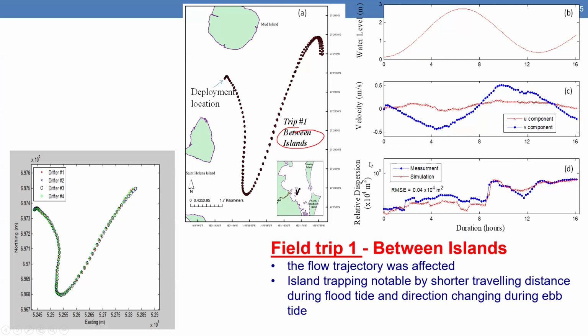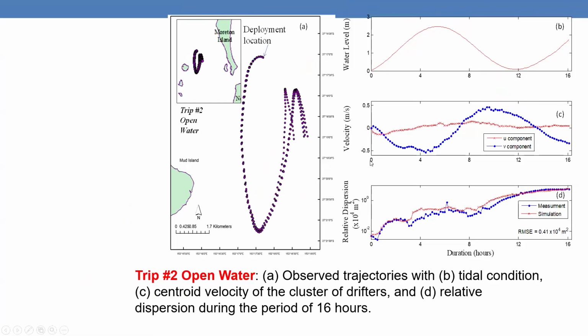This is between the islands. And then this one is in the open water. Again, we are also using a varied relative dispersion coefficient, not a constant anymore, and implementing that in our model. So that's from the monitoring result.